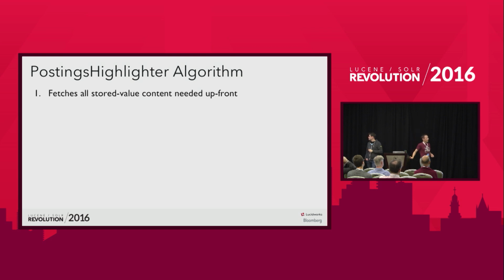The first thing that it does is that it gets all the stored content up front. The other highlighters do not do that. The other highlighters have a different API that don't even facilitate that. The other highlighters, you go to the highlighter to say, here's a document ID, here's the field, I want to highlight it now.